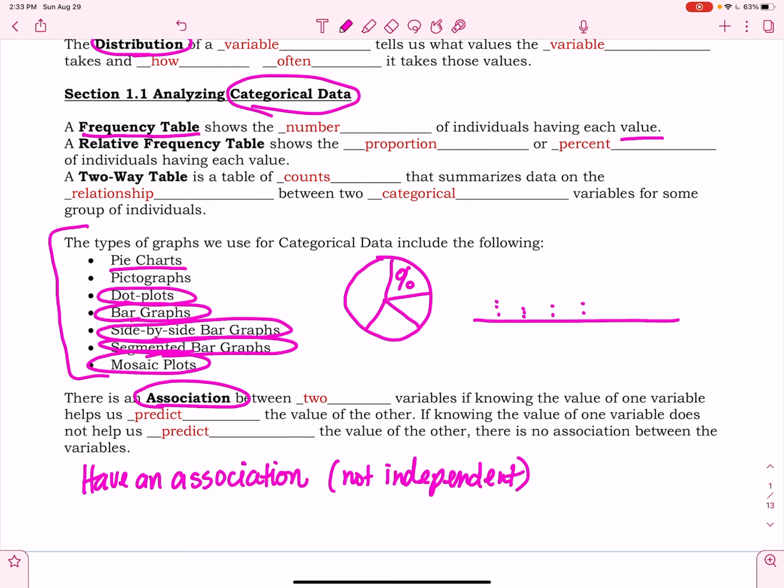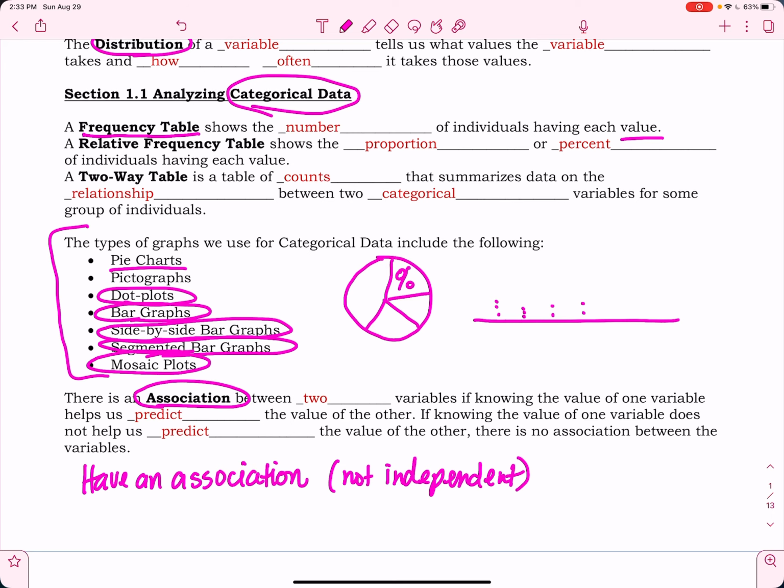If you have two variables that are not independent of one another, they have an association. If you have two variables that are independent, they do not have an association. They're independent of one another. You can't use one to predict the other because they don't have anything to do with each other.